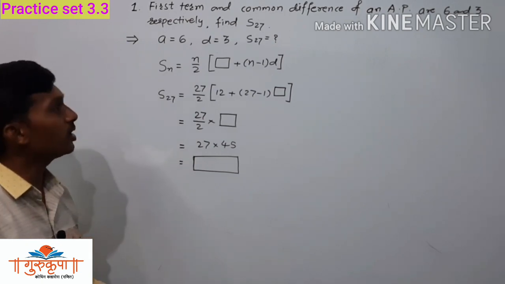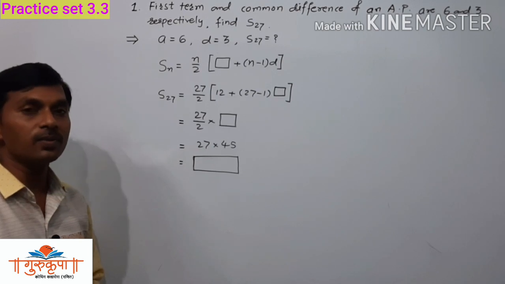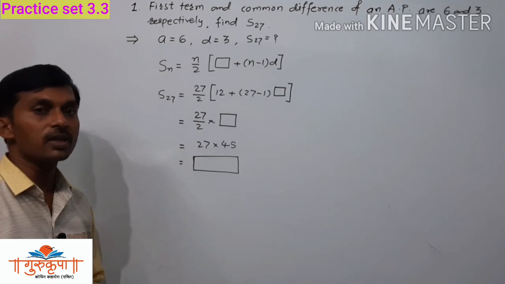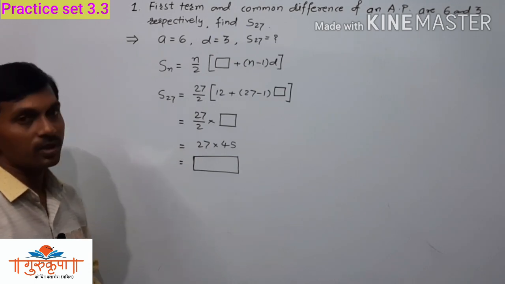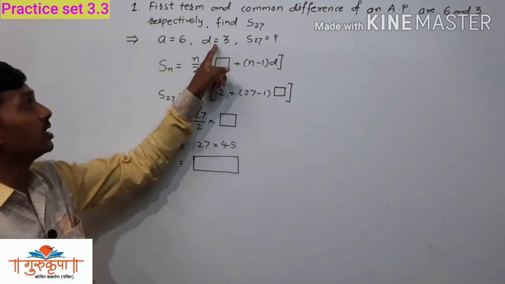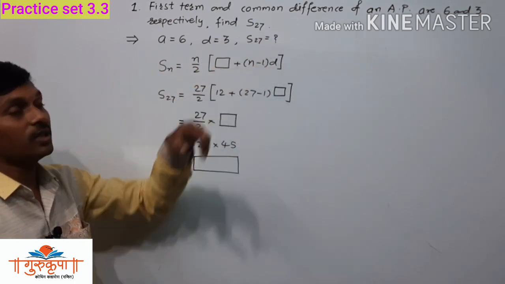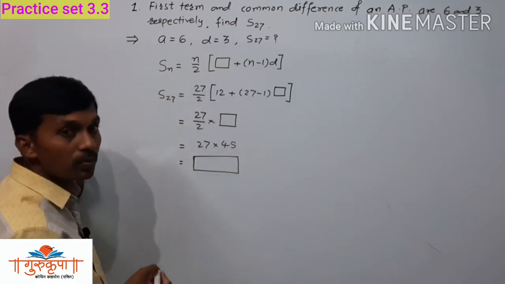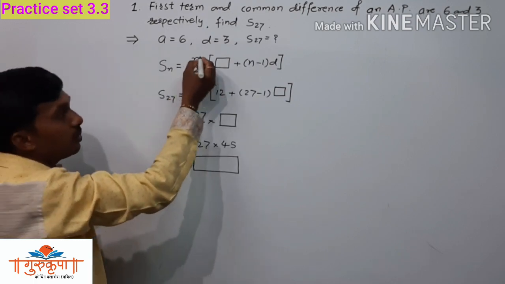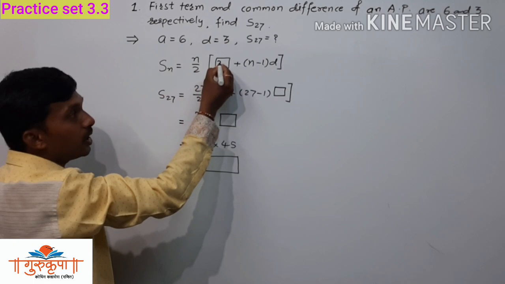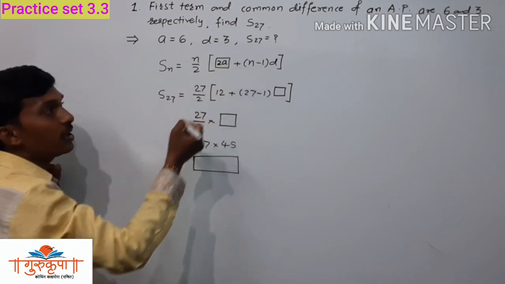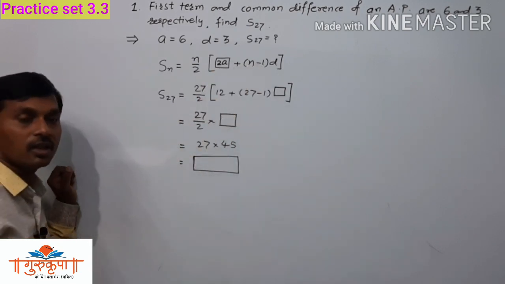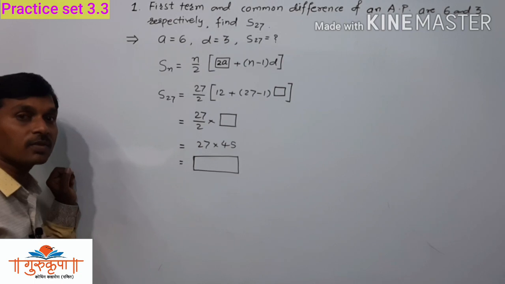Here we have not been given the AP, but we have been given the first term and common difference, so we can easily find the sum of the first 27 terms, that is S27. So here A is equal to 6, D is equal to 3, and we have to find S27. First we have to write the formula for finding the sum of n terms, that is Sn is equal to n by 2 into the bracket 2a plus n minus 1 into d. That is the formula for finding the sum of the first n terms of an AP.